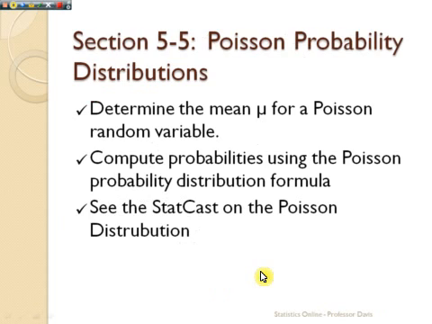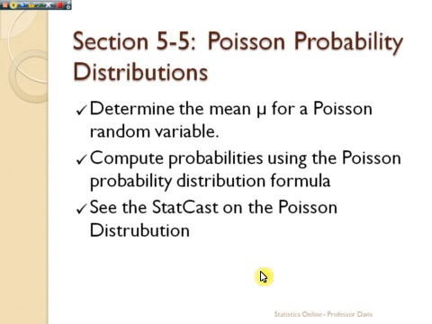And then to finish off Chapter 5, we want to take a look at Poisson probability distributions. This is a binomial type of distribution for a small probability of success and a large number of trials. And so we only have one parameter here, which is mu, and we get that by multiplying n times p, or sometimes we're simply given mu. There's only one parameter with the Poisson probability distribution. That's what makes it so easy to compute. So we want to be able to compute probabilities using the probability distribution formula. And to help you with that, I also have a statcast on the Poisson probability distribution in the statcast area.